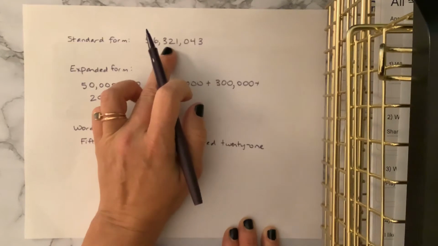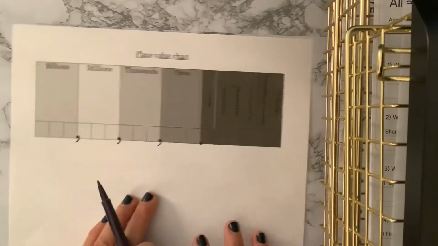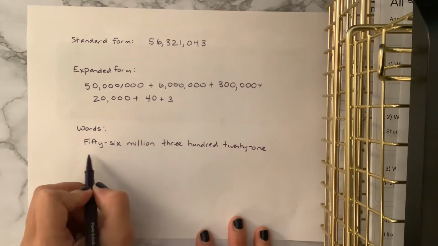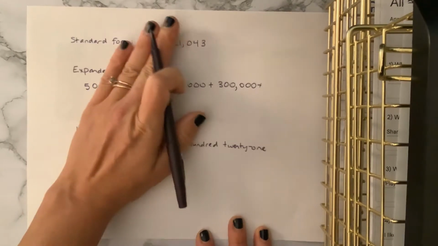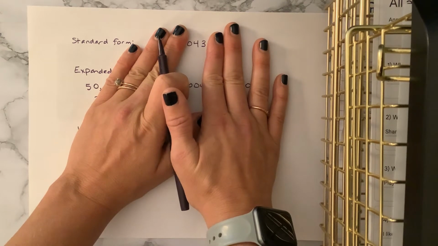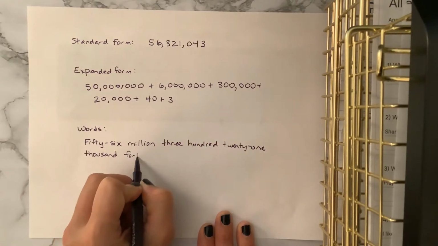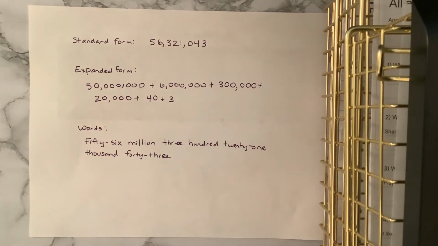But again, it's not 321, it's 321,000. So 321,000. And now we look at our last unit. And it should say 43. And in this case, it is 43 ones. So we would just say 43.